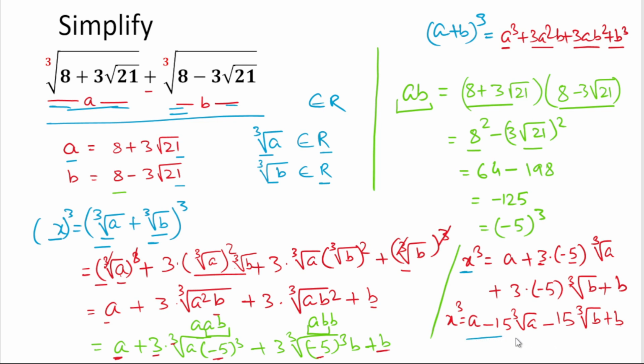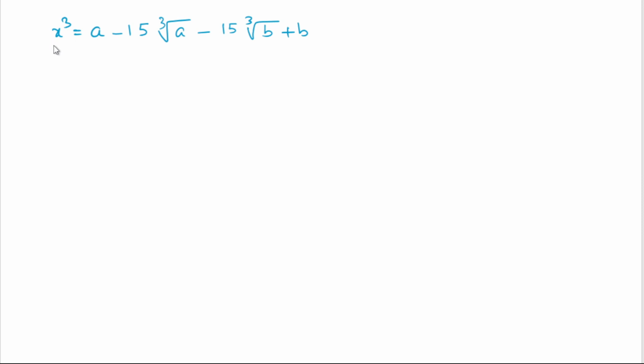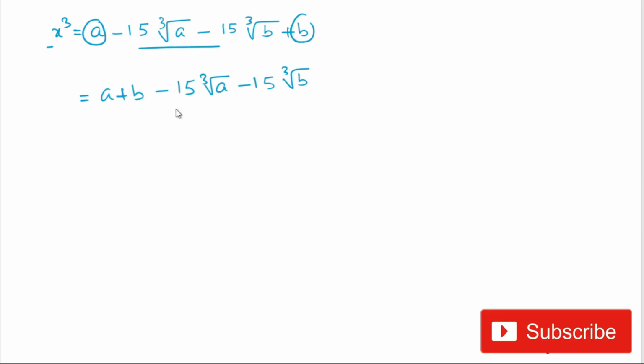Now we'll continue the solution of this expression on the next page. So friends, here we have copied down the last page's expression. Now we'll segregate a and b to one side and the remaining values to the other side. From this expression we can take negative 15 common from these two terms, and this is the value of x cube.